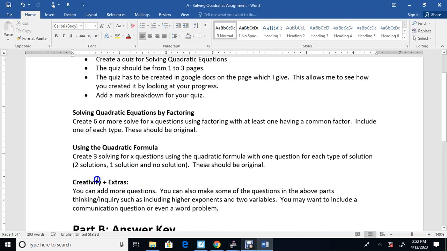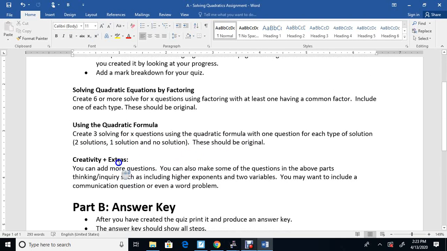Then, using the quadratic formula sheet, you should create 3 solving for x questions using the quadratic formula, with 1 question for each type. So one would have 2 solutions, one would have 1, and one would have no solutions. If you continue to the end of the video, I'll show you how to do these as well. They should be original.